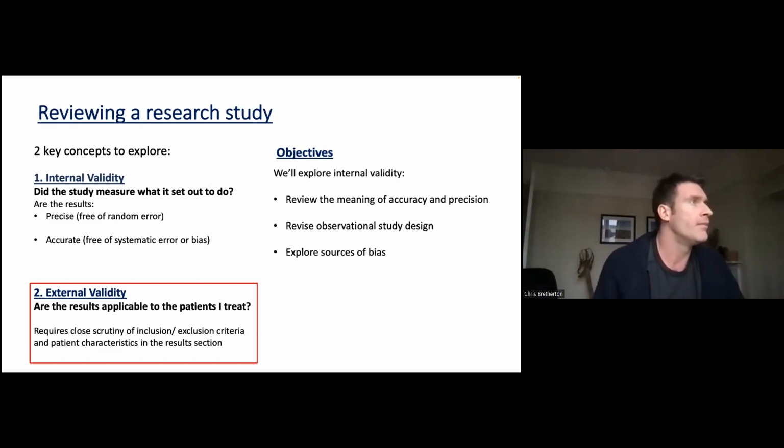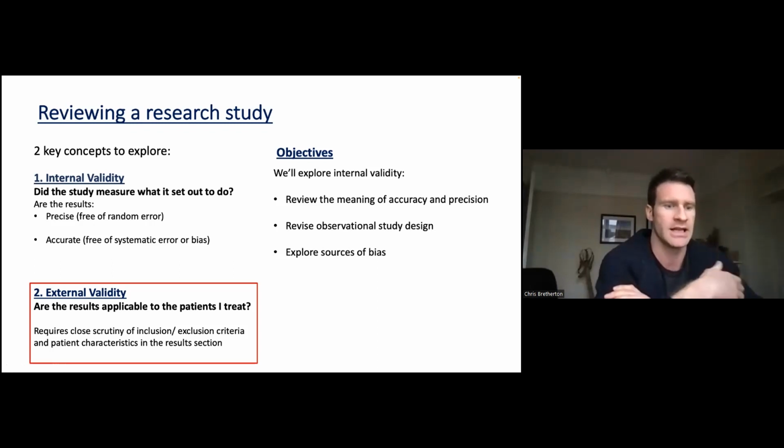So what we're going to look at is internal validity and external validity. So internal validity, we want to try and design a study that is precise and that is also accurate. And so we'll talk about those terms and what they mean, and then look at observational study design, and then look at some sources of bias.